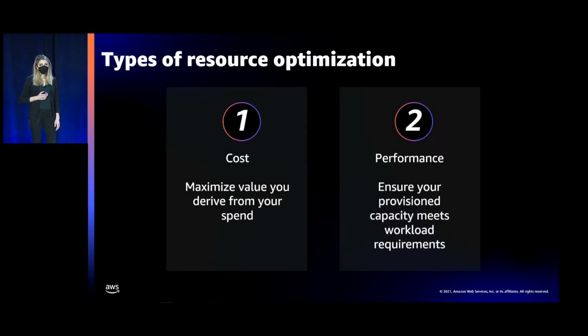So when I talk about cost, what do I mean? I mean maximizing the value you derive from your spend, or minimizing the costs that you incur to achieve your performance goals. When I talk about performance optimization, what I mean is ensuring that your workloads aren't bottlenecked or at risk of being bottlenecked so that your end users can have a good experience. Compute Optimizer supports the first two with resource right-sizing recommendations. And in the following slides, we'll talk about how that is.